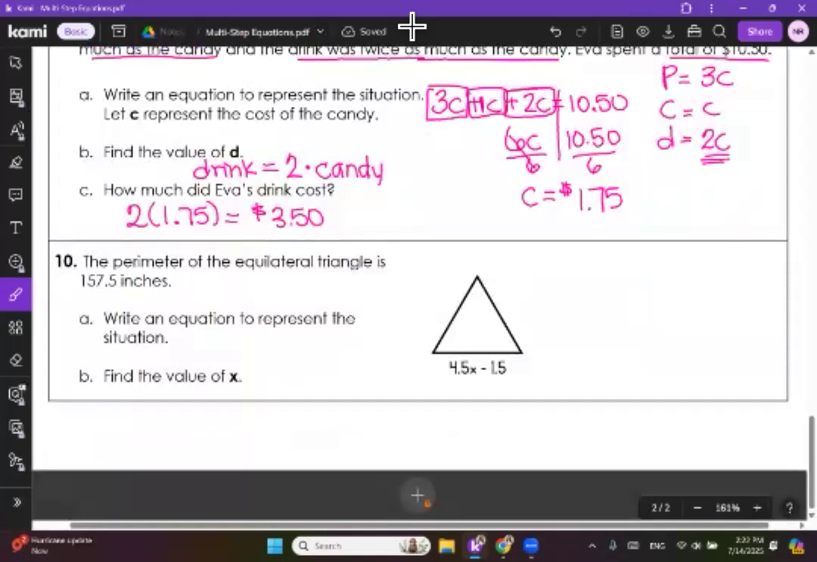Last one, the perimeter of an equilateral triangle. What do we know about equilateral triangles? That all sides are equal. The perimeter is 157.5. Write an equation to represent the situation.